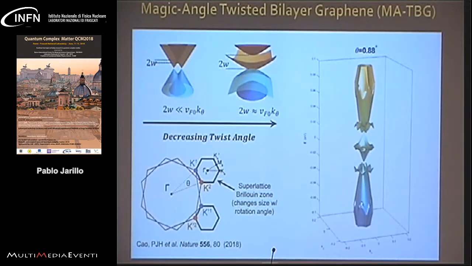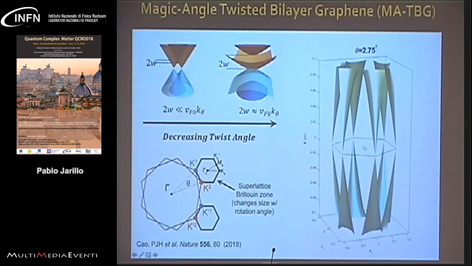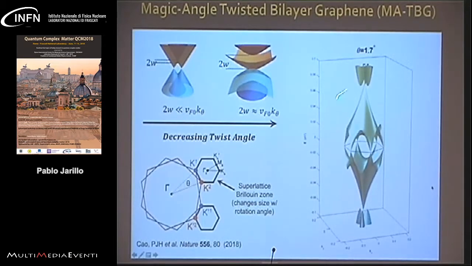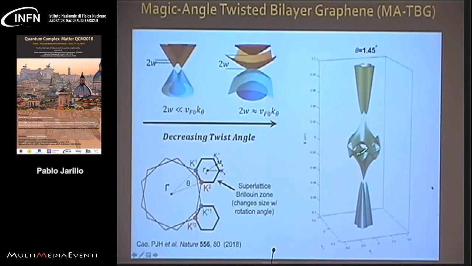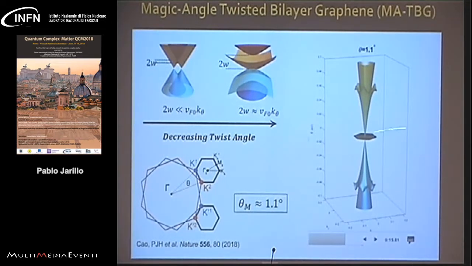Okay? Now because my student spent a lot of time making this video, let me run it again. Okay, so you can appreciate it. So as you can see, something happens as you go towards very small angle, and at a special angle, this band becomes very flat. Okay? That is at 1.1, a flat pancake, okay? And then it continues evolving. So this magic angle at 1.1 degree is when you have that flat band.